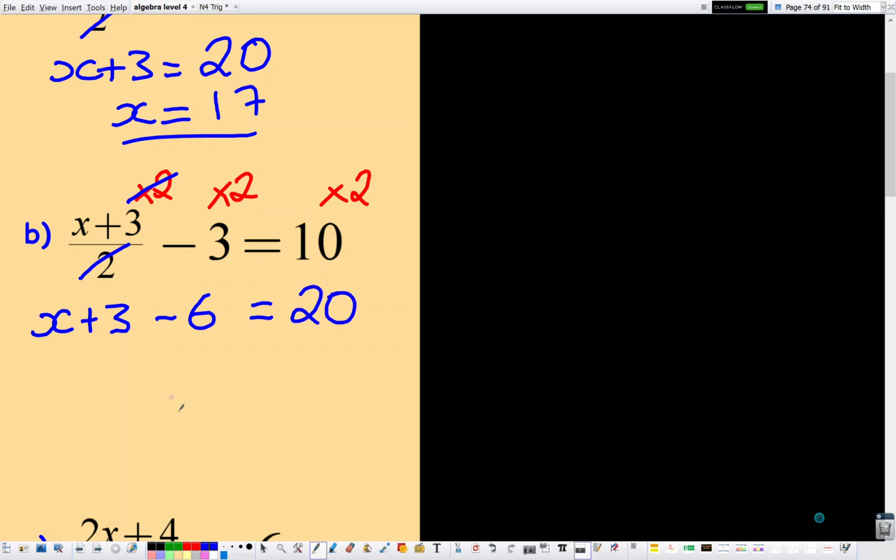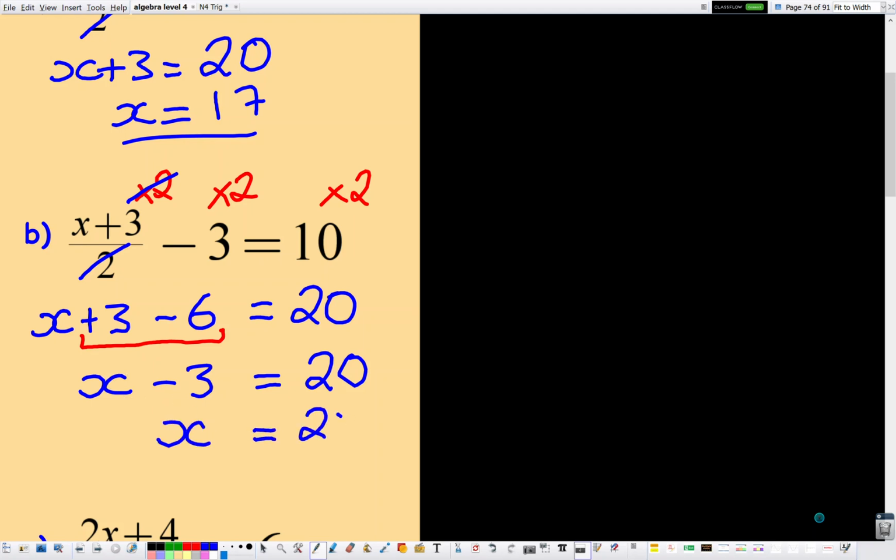So now there's actually just a little bit of tidying up to do on the left hand side before I add or subtract anything. So don't try and add or subtract to both sides at this point. Tidy this bit up first. That is x plus 3 minus 6, so that's x minus 3 equals 20. Okay, so tidy up those numbers first. Now I've got my last line, which is just to add 3 to both sides, so that's going to be x equals 23.